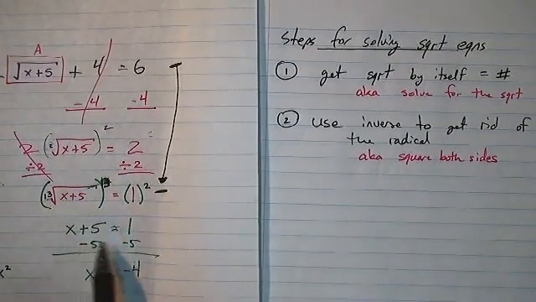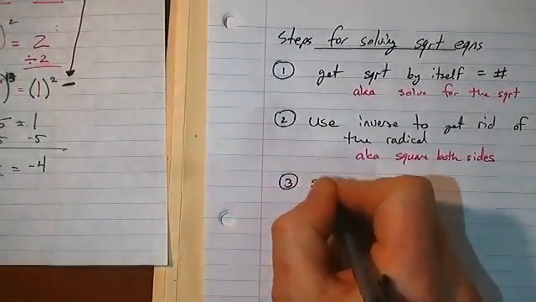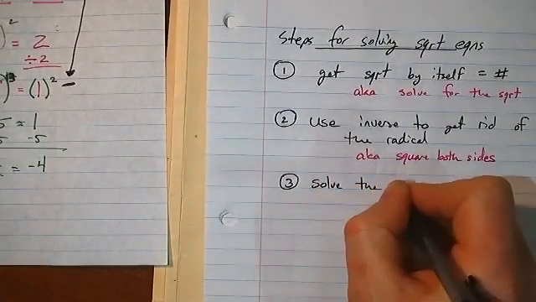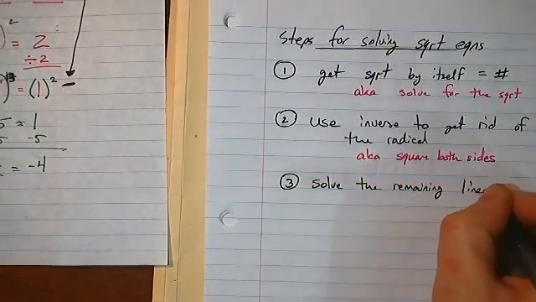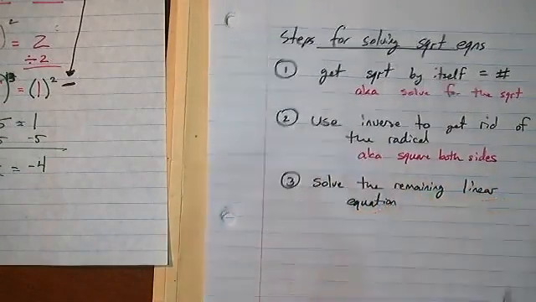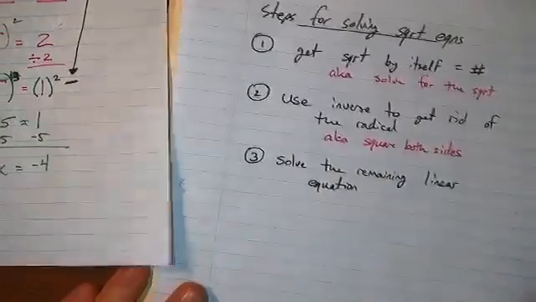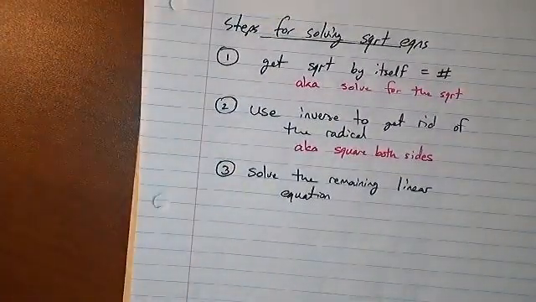That leaves us with a nice linear equation, and then that's how we finish, is we solve the remaining linear equation. Okay, now at this point in our class, it's going to always be linear. That's not a rule for math. It's not like it just has to be linear. There's no exceptions.